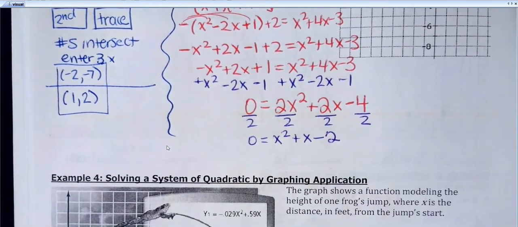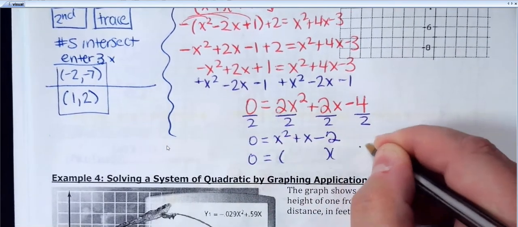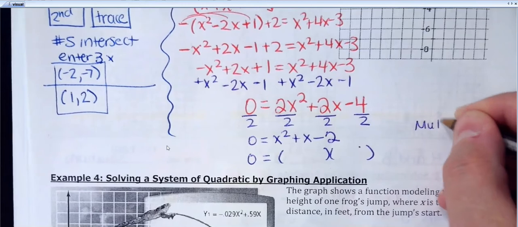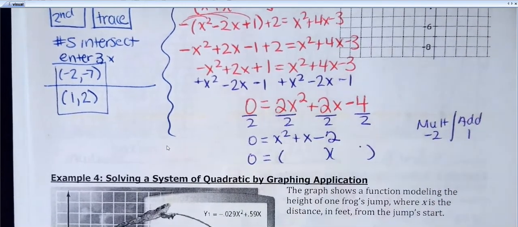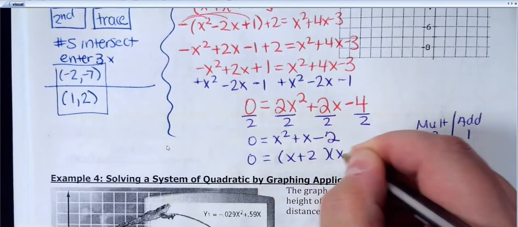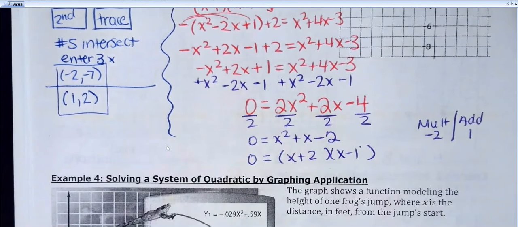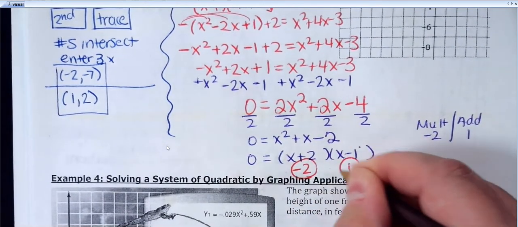Okay, now I'm going to factor this real quick. Can you guys think of two numbers I can multiply to get negative 2 and add to get 1? 2 and negative 1, so (x plus 2)(x minus 1). Now, my actual answers would be negative 2 and positive 1.